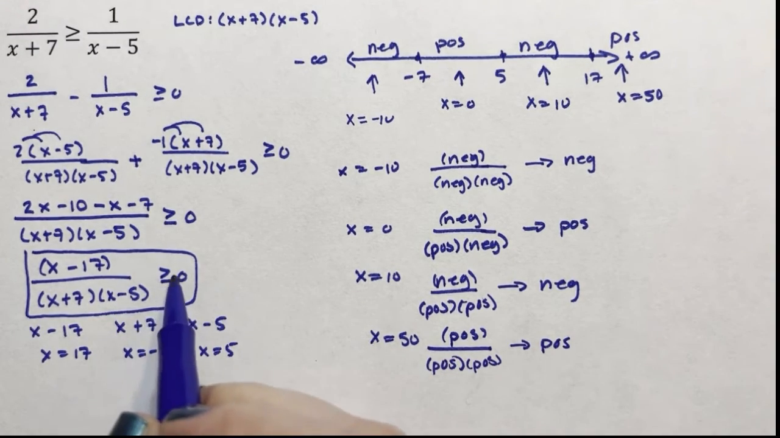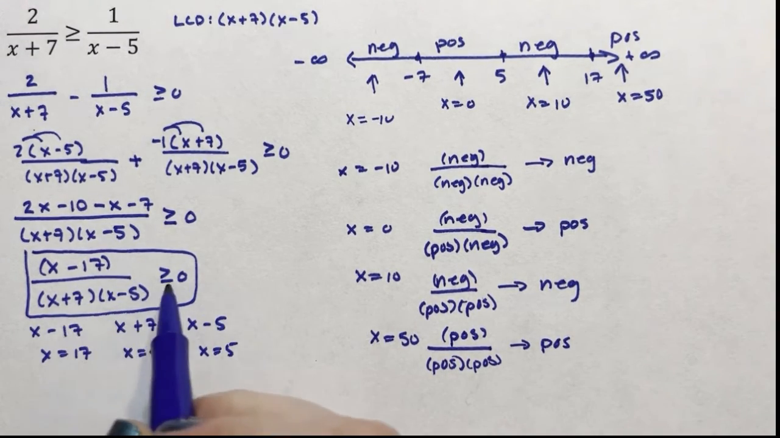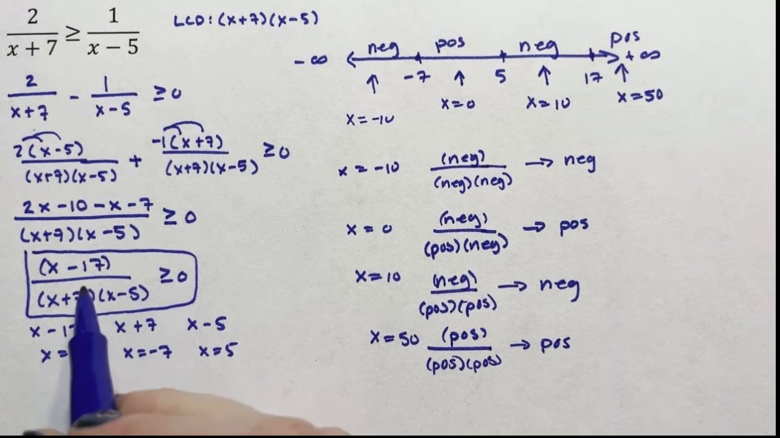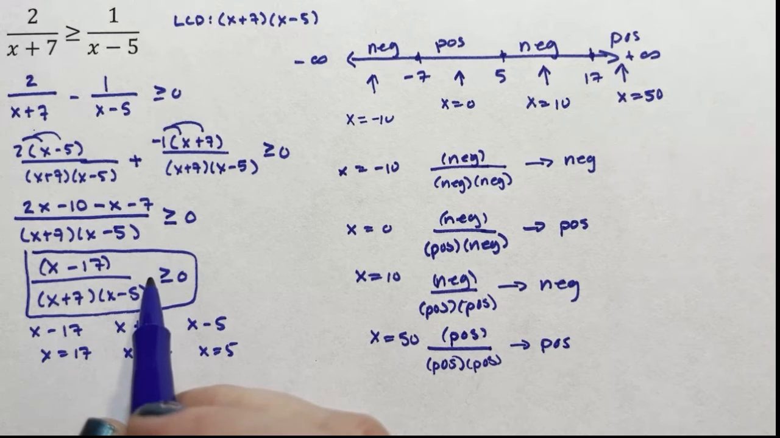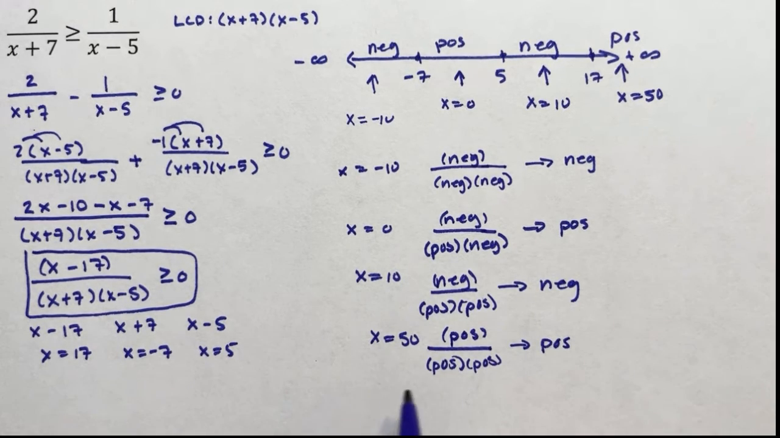We want, according to this, greater than or equal to 0, so we want the positive. So we want the negative 7 to 5 joined with the 17 to positive infinity.